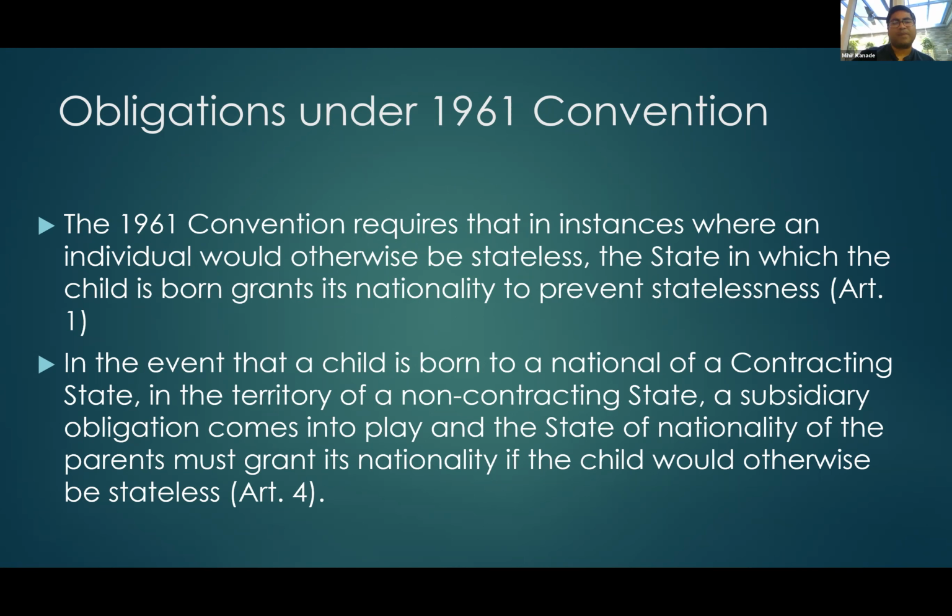Now, Article 4 is the counterpart to Article 1, which says that in the event that a child is born to a national of a contracting state in the territory of a non-contracting state, a subsidiary obligation comes into play, and the state of nationality of the parents must grant its nationality if the child would otherwise be stateless. So in the India-Germany example that I have been giving you for the sake of consistency since the first webinar, let's say the child would be stateless in India because India is not a contracting party. If Germany is a contracting party, then because the parents have the nationality of Germany, irrespective of the intergenerational rule, Germany would have to confer nationality on the child.